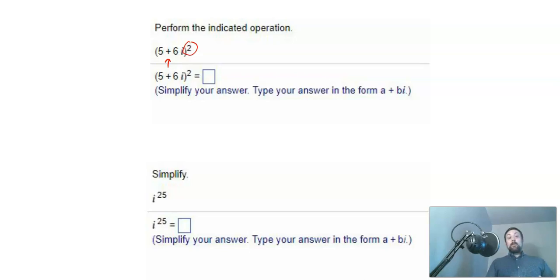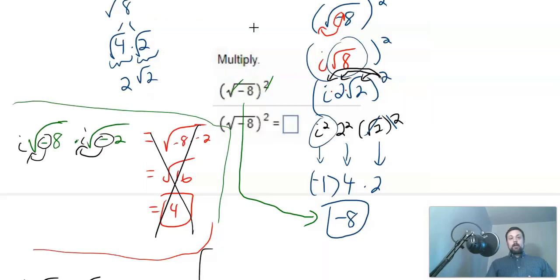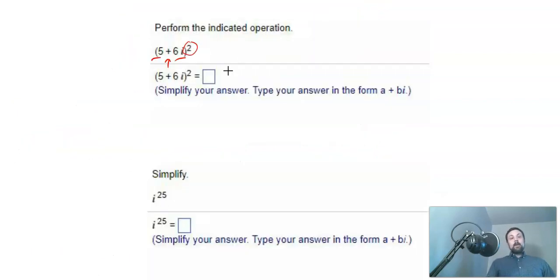So the major difference here is that these two things are terms. They're being added or subtracted. That makes them terms. You cannot distribute exponents to terms. These are being multiplied together, so these are factors. You can distribute exponents to things that are factors. So that's the major difference there, when it's okay and when it's not okay. So here it is not okay to distribute this power of 2.